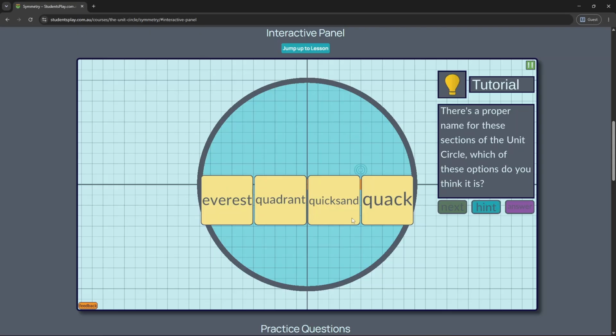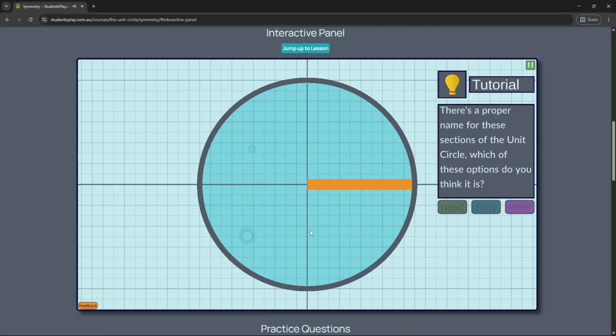Everest, quadrant, quicksand, or quack? That's a mountain. That's just quicksand. That's the sound a duck makes, so I'm gonna try quadrant. Yep, nice. So we already learned about the first quadrant, which would be this one here. Now let's apply that to the other 3 quadrants. So these other 3 here.